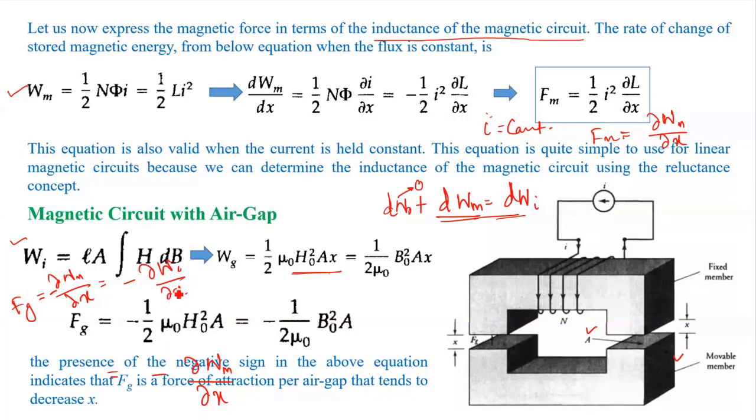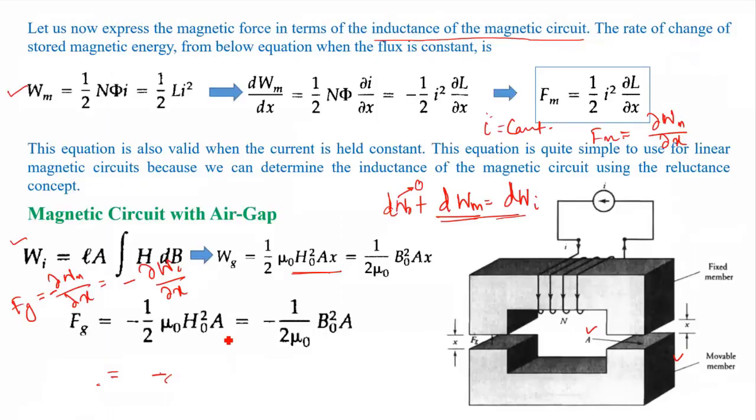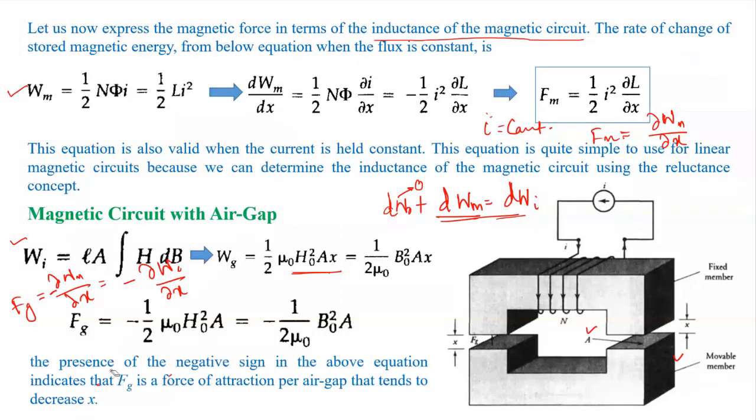So just taking the derivative of Wi with respect to x, I'll get the expression minus half mu naught Ho square A. Again, we know it will become minus of half times 1 over mu naught Bo square A, right? Okay, so this is what we got, and finally, the presence of the negative sign in this expression shows that Fg is a force of attraction in the air gap, that tends to decrease it.